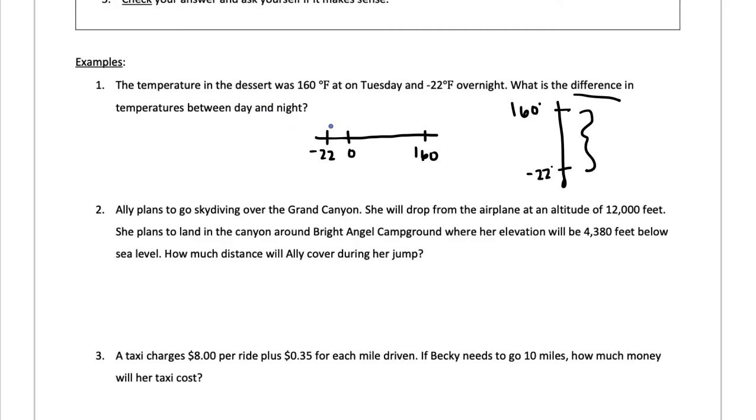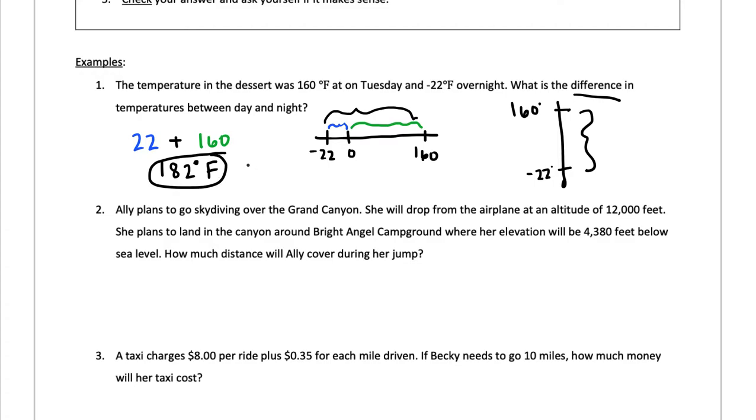So what I like to think about here is that this distance, this blue distance, from negative 22 to 0, well, that's 22 degrees. This distance from 0 to 160 would be 160 degrees. So that entire distance between negative 22 and 160 would just be adding the blue and the green parts there. So I'm going to add these together, which means I'm 182 degrees apart. That is the difference between those two temperatures.